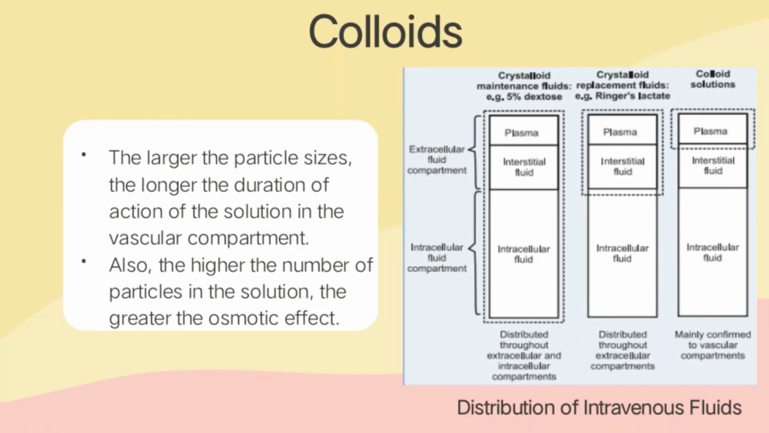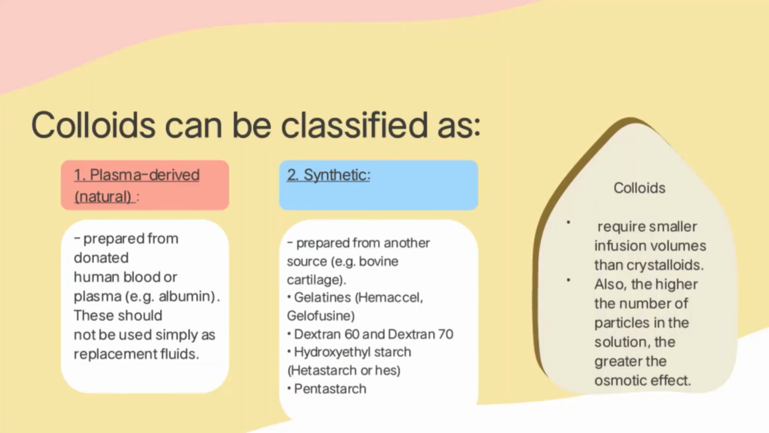The molecular weight and the number of particles in a colloid solution are important in determining its properties. The larger the particle size, the longer the duration of action of the solution in the vascular compartment. Also, the higher the number of particles in the solution, the greater the osmotic effect. Colloids can be classified as plasma-derived or natural, and synthetic. Plasma-derived natural colloids are prepared from donated human blood or plasma, such as albumin. These should not be used simply as replacement fluid.